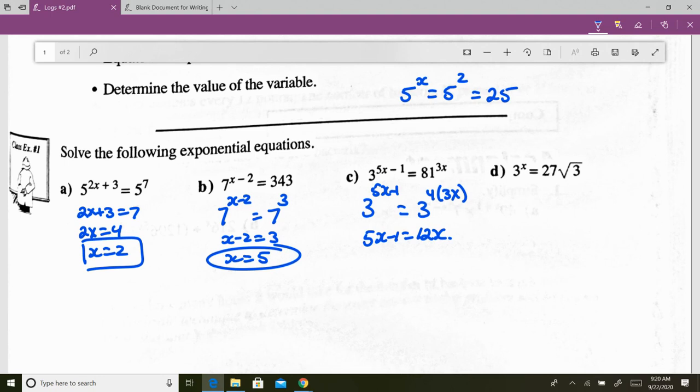Algebra it. We're turning algebra into a verb. Just leave it as a fraction. Don't write it as a decimal. Negative 1/7 is perfect.